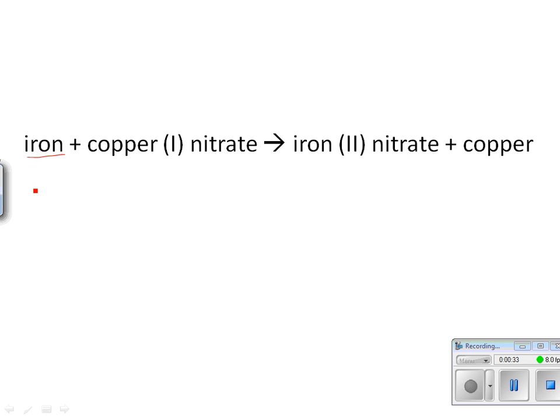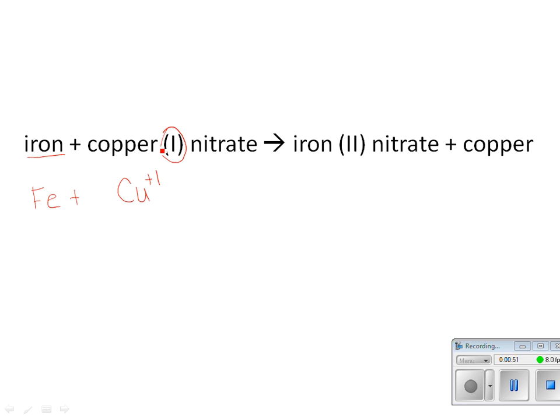Iron is simply an element, and because we see this 1 following copper, which is a metal, we know that we are going to use the stock system. We know that 1 corresponds to the copper ion.